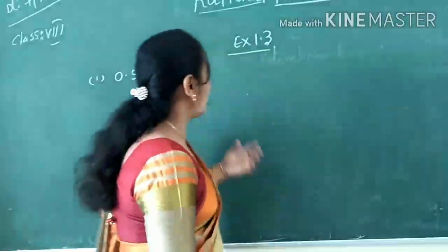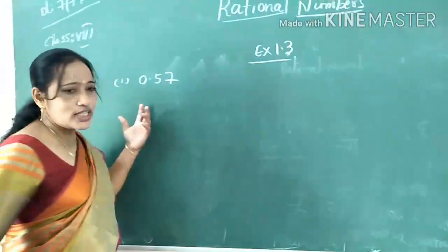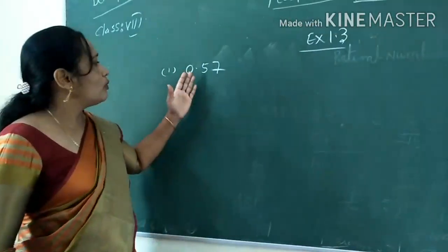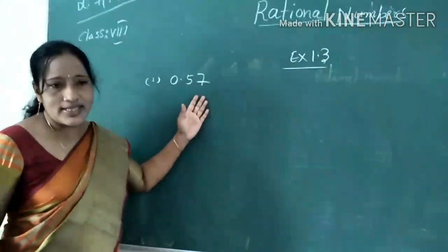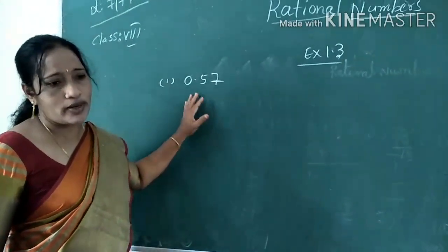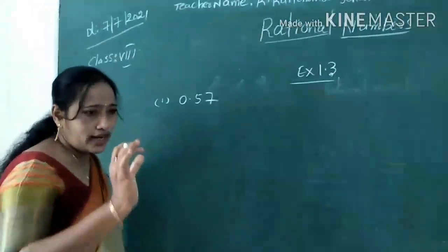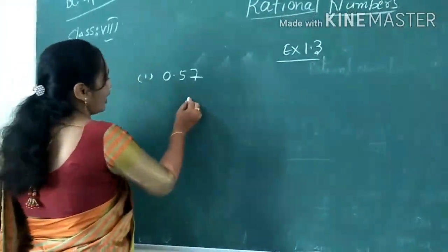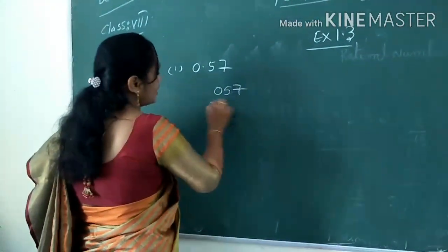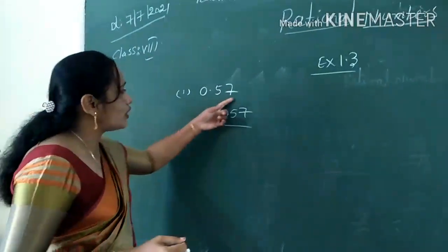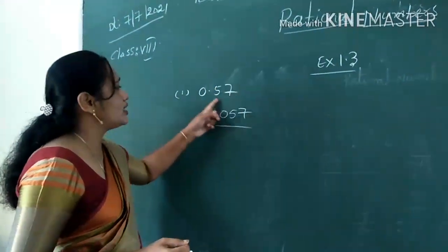First one is 0.57 bar. This is a decimal form. Decimal form means after the point, how many digits are there? 2 digits. First one, we have to write, no need to think about the decimal form, as usual 0.57. And how many digits are repeated?